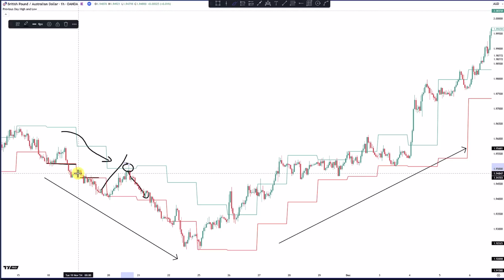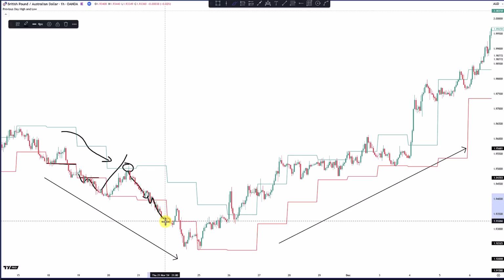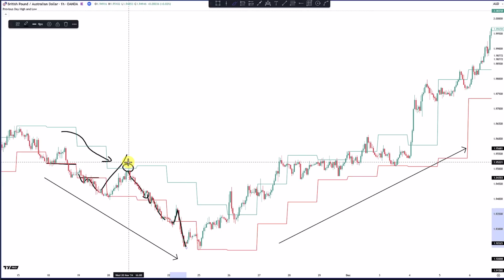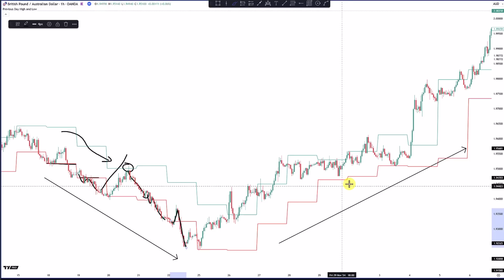First, you could look for a break and a retest here below a daily low. Here we have a break and retest. Here we have a break, very deep retest. Or we could look for those rejections into the daily high and then trade that on the downside.